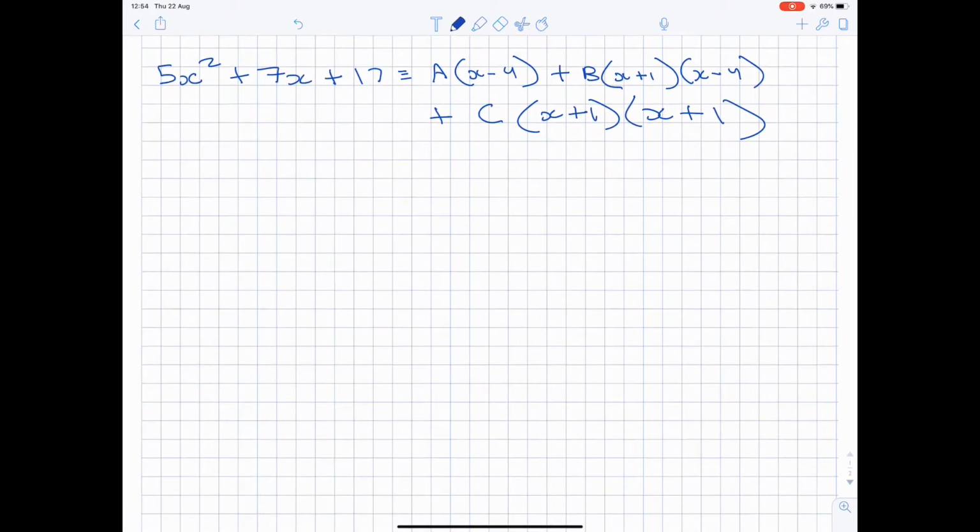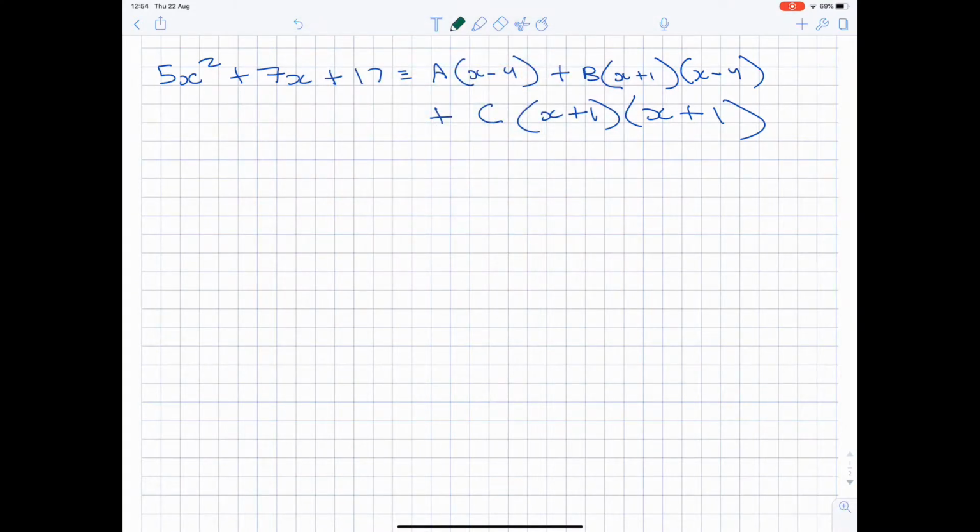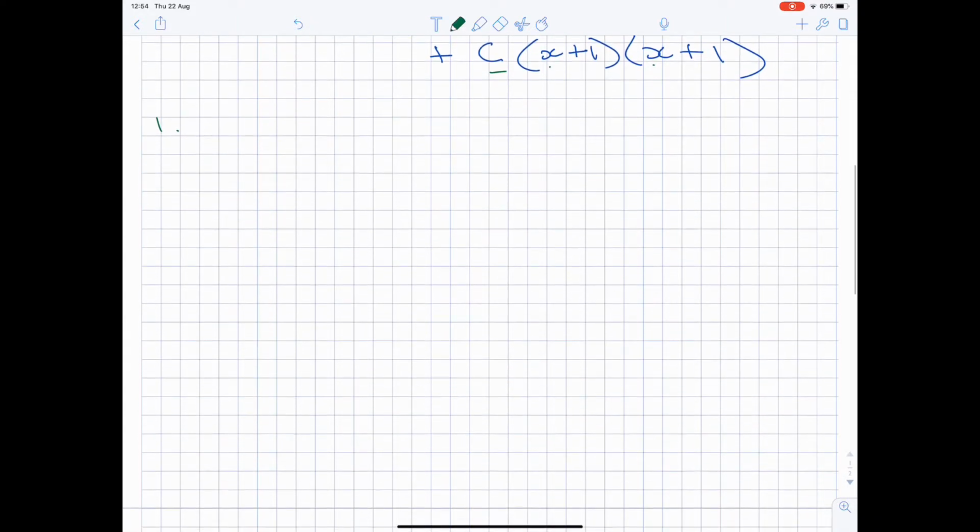So this is what we're working with. And now this leads us on nicely to the next part of answering this question. We still want to find A, B, and C. And the way we're going to do that is looking at what we're going to put in for X here, so that we can easily find, one step at a time, each of the letters, so what number they stand for.